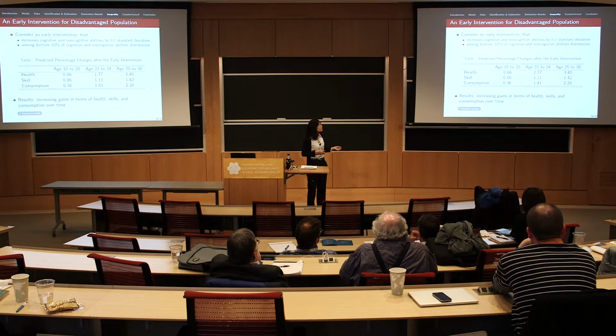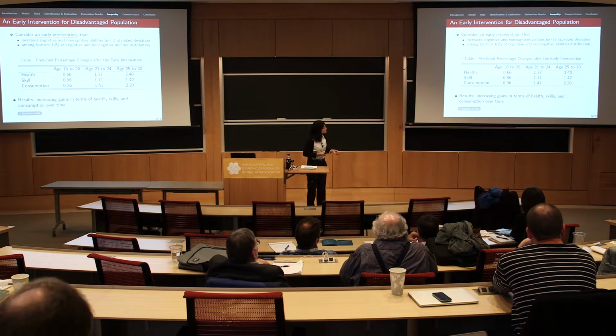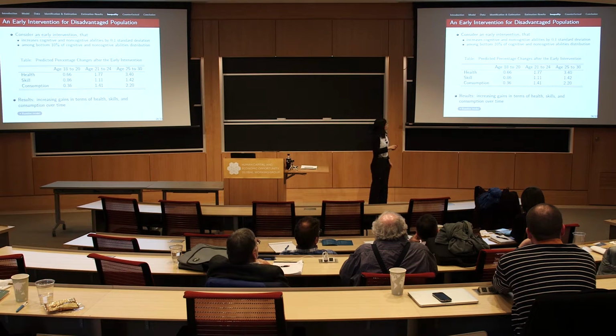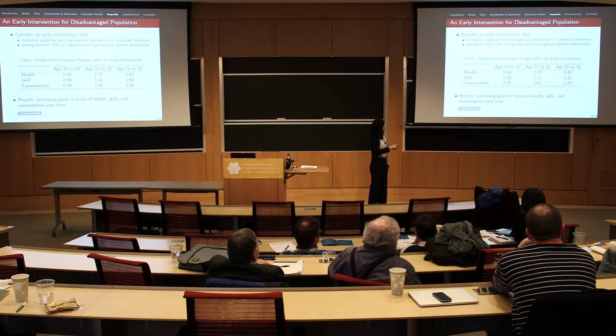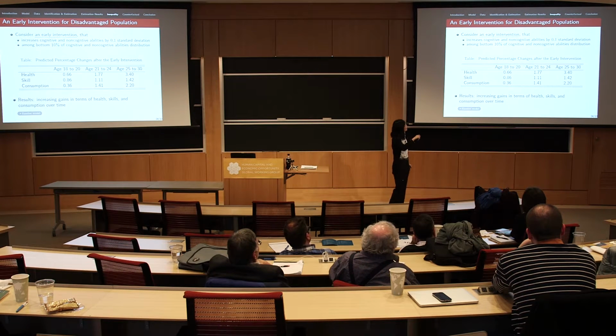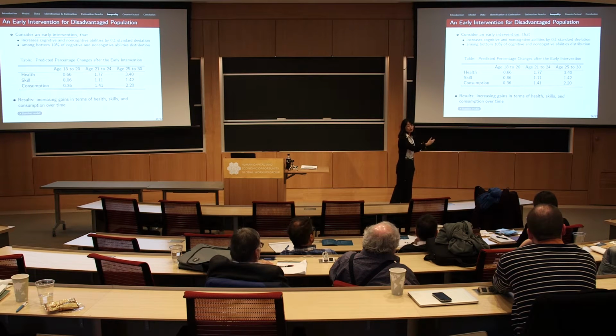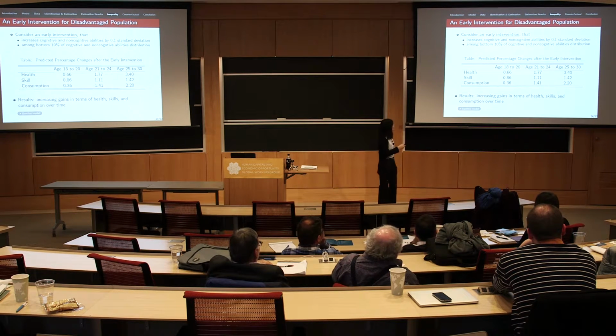And we can look at the predicted percentage change after the early intervention. In terms of health between age 18 and age 20, the percentage increase in health capital is about 0.66%. And over time, the gain in health would increase. This is precisely because in the model, health is self-productive, and also your investment is complementary to your current health. Similarly, we see that there is also a sizable gain over time in terms of skills and also consumption.